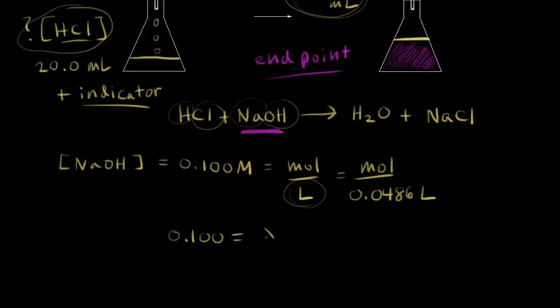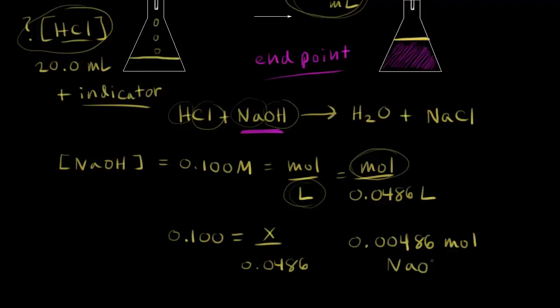0.100 is equal to x over 0.0486. So we're just solving for x, and x represents the moles of sodium hydroxide that were necessary to neutralize the acid that we had present. All right, so when you solve for x, you get 0.00486 moles of sodium hydroxide used in our titration.